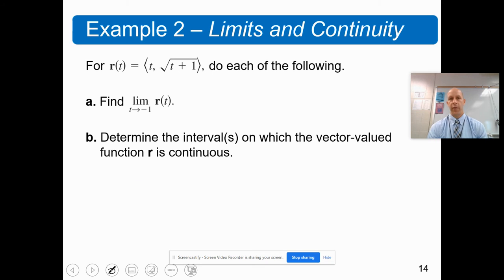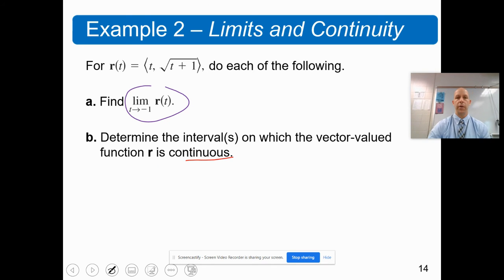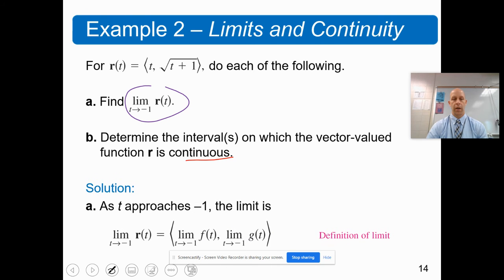So let's look at an example of that. r of t is given by t comma the square root of t plus 1. Let's find the limit as t goes to negative 1, and also let's determine if it is continuous. So let's go ahead and do A. We want to find the limit as t goes to negative 1. So what is the limit of that?